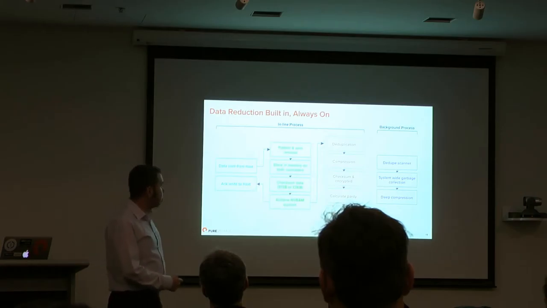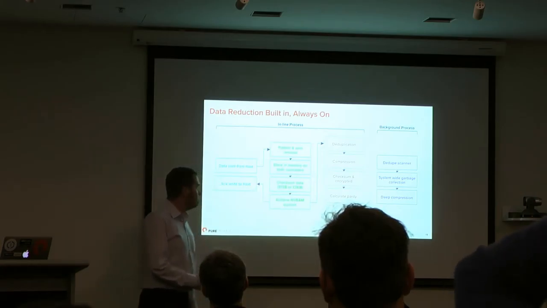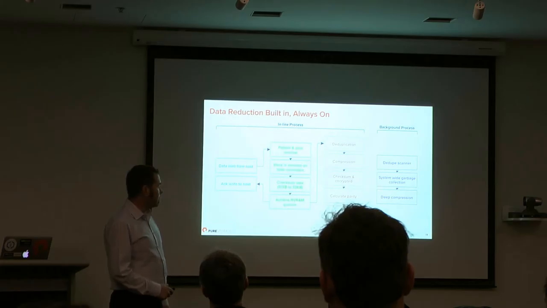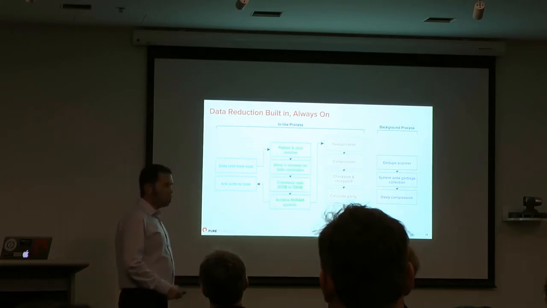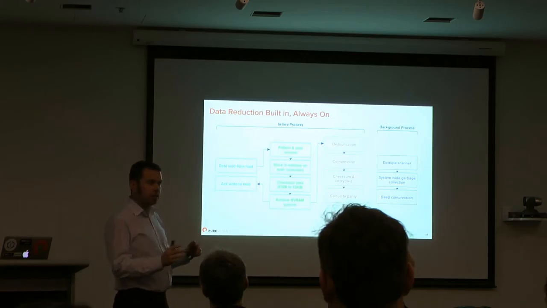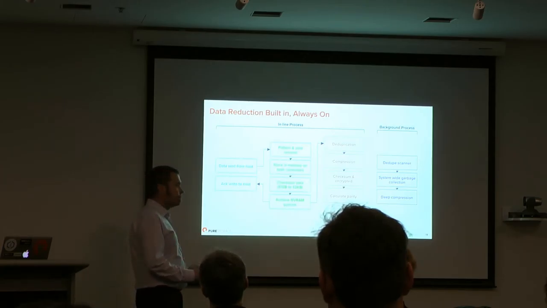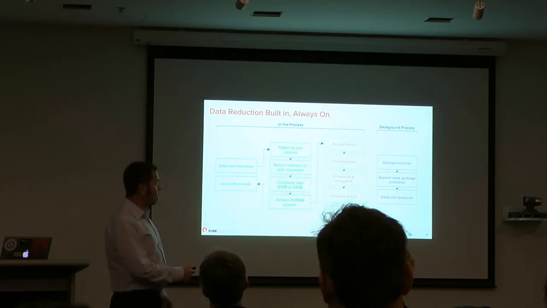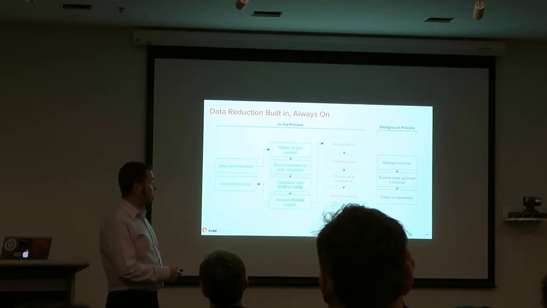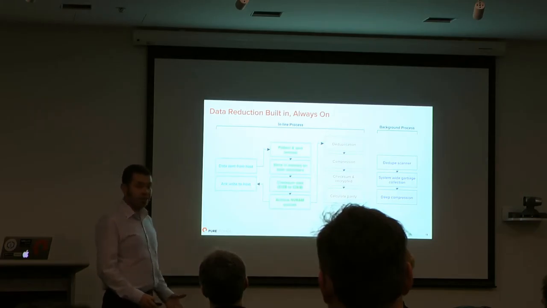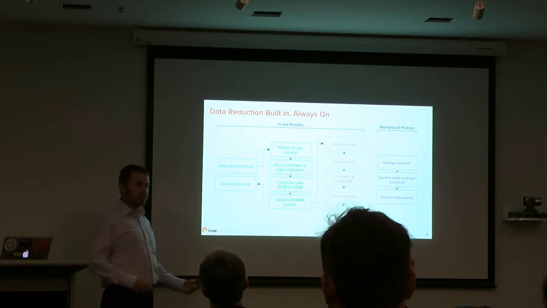Once that's done, we'll do deduplication, compression, checksum, and calculate parity, so I was talking about these segments with dual parity, and then we build a 56 meg segment and lay that across the SSDs. Then in the background, as part of the system-wide garbage collection, we'll do a post-process dedupe and compression as well. The whole idea is to reduce the capacity used for that data, which has a number of benefits.